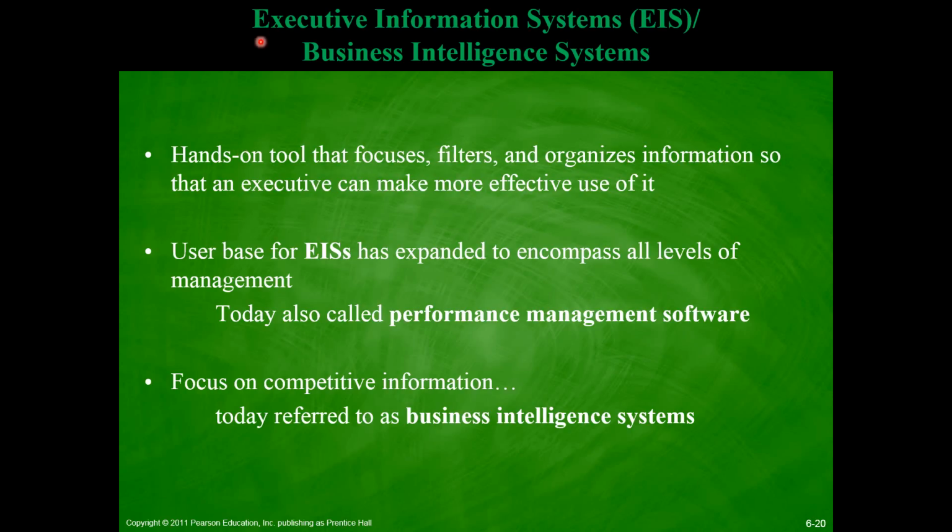Now, the next type of management information systems or managerial support systems that we will talk about are the so-called executive information systems, or EIS. Some types of business intelligence systems are also classified as executive information systems or executive support systems. So what do we mean by executive information systems or executive support systems?